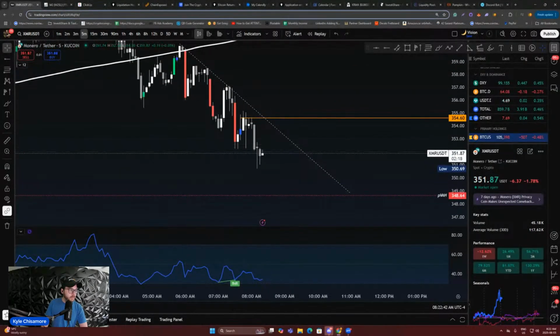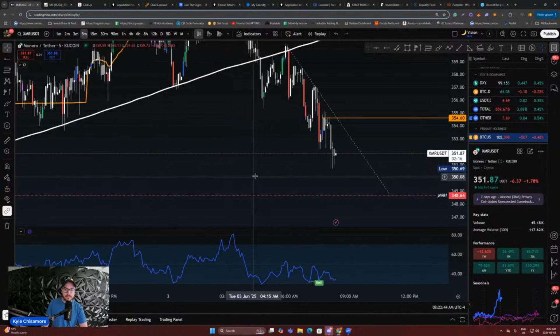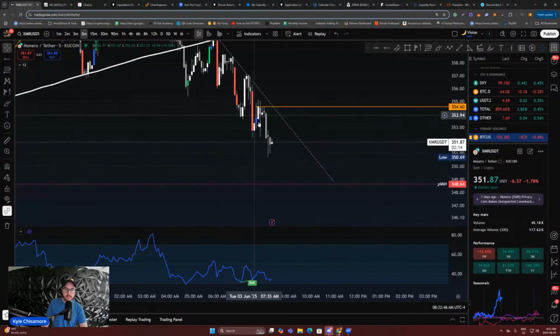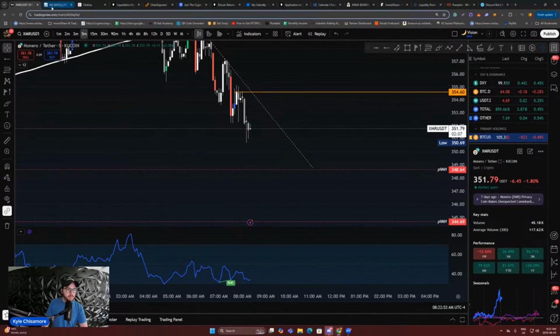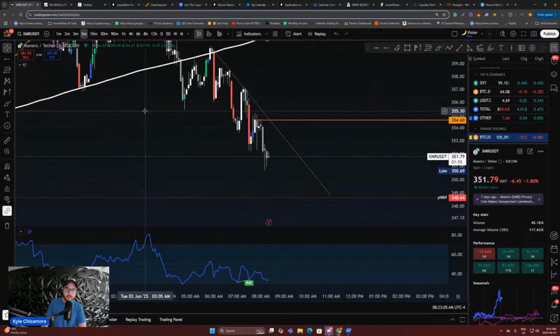Okay, so that is XMR. As a waiting game, XMR looks like it's actively bearish, but positioning itself to be bullish very soon. Whereas Bitcoin's kind of the opposite. Well, not opposite. It's actively bearish right now, but we want it to be better positioned for a short rather than the current conditions that Bitcoin's in right now.